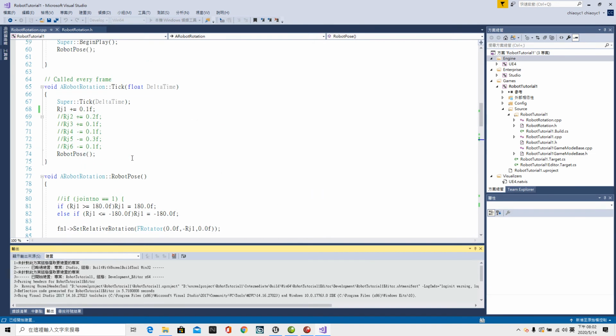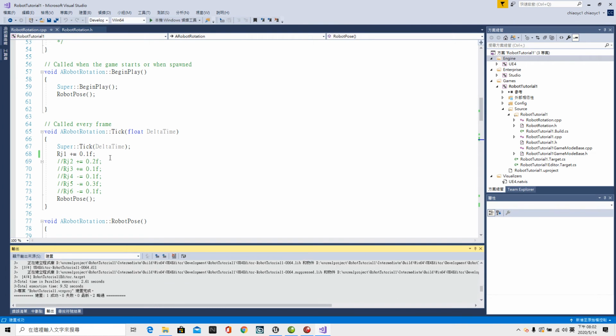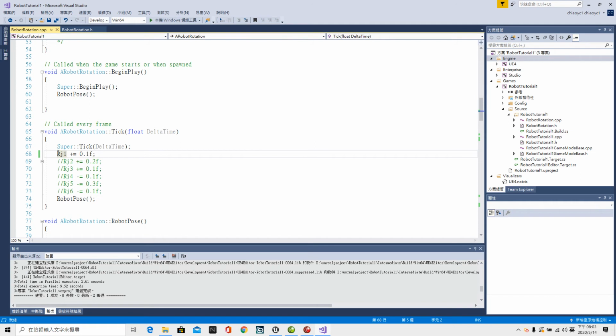And let's see the check. Okay, succeeds. For the check, we use double slash to cancel the RJ1 setting and use RJ2 plus equal 0.2F semicolon and then call RobotPost. That means for every tick, we add to RJ2 once, rotating RJ2 in the positive direction. Control Shift B.